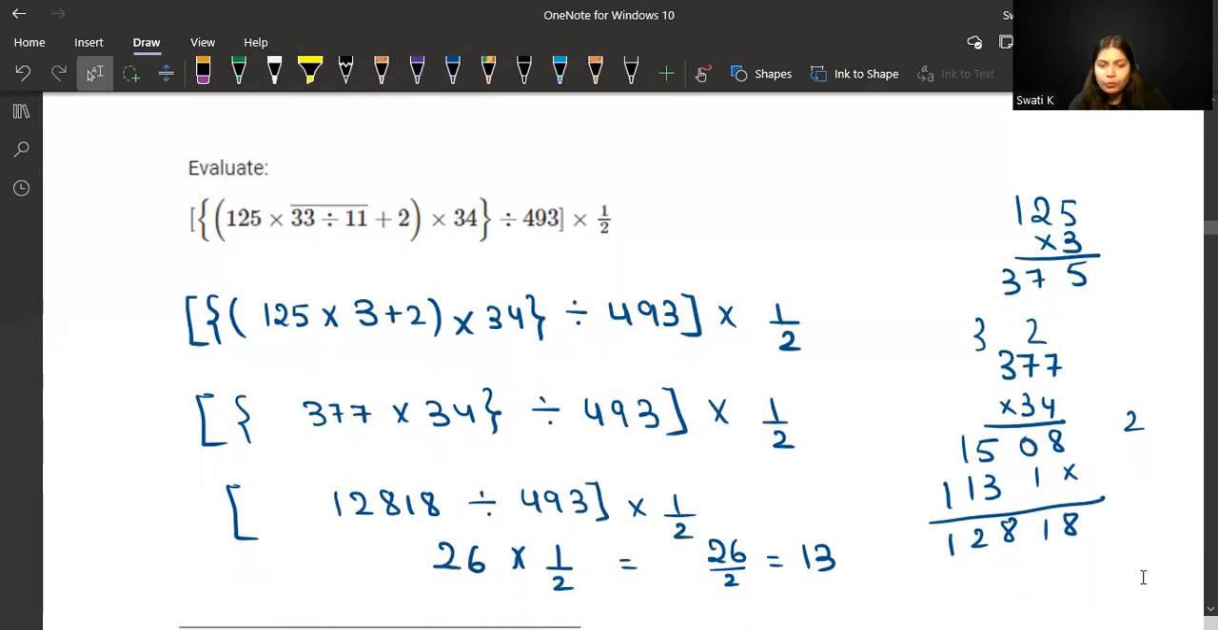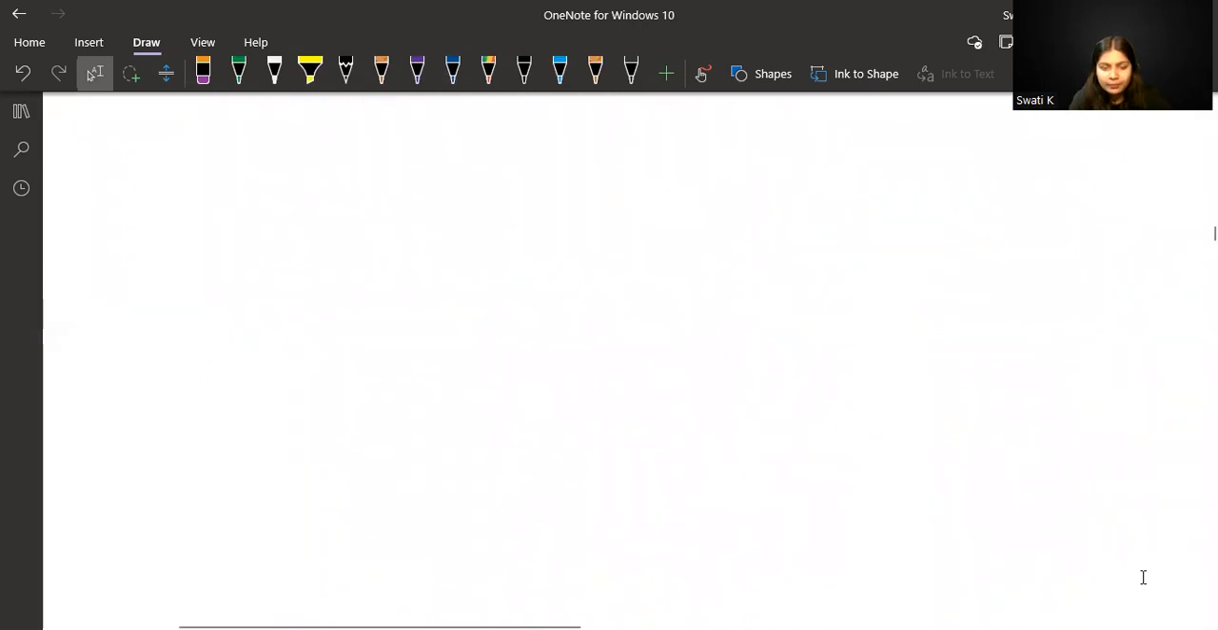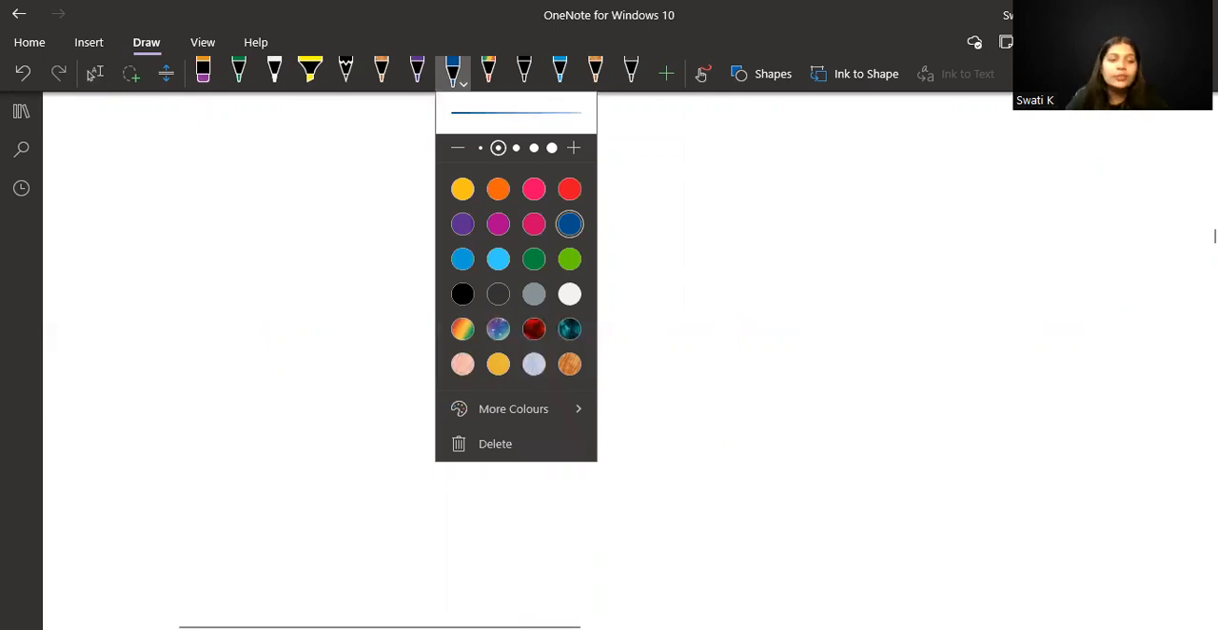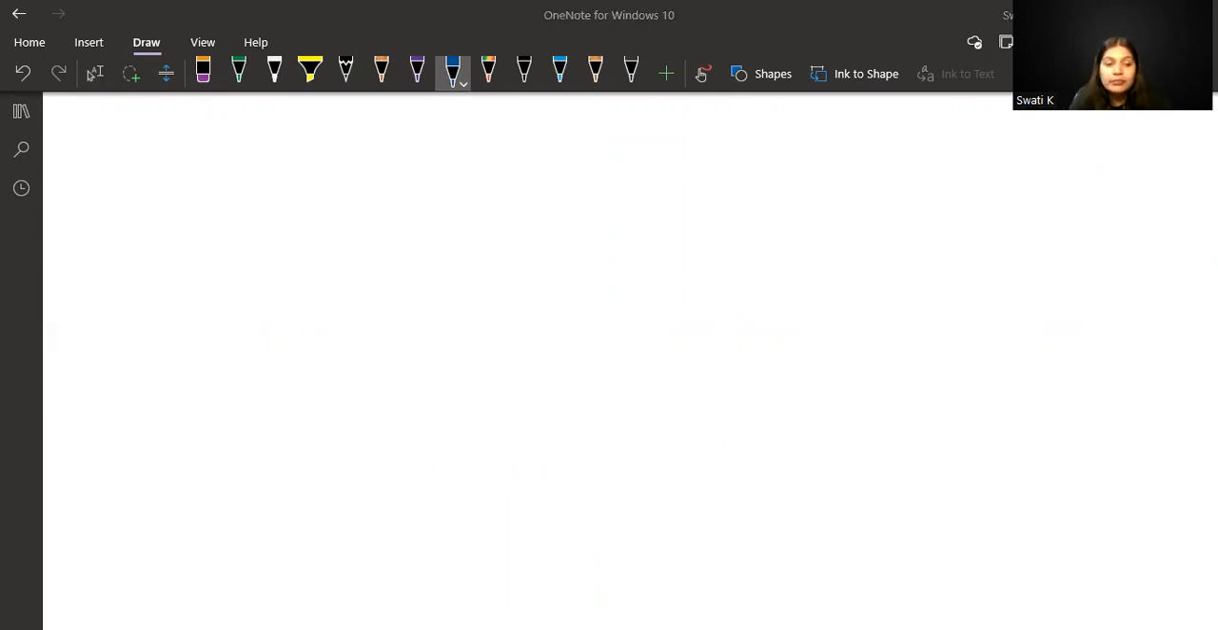Now let's go to the next question. I'm not sure how many questions I have solved, but I can surely tell you that we are doing more than 50 questions. Okay, so now let's do a question where the fractions are there. So the question is 1 upon 2 times 2 upon 3 divided by 7 upon 3 plus 1 upon 2.